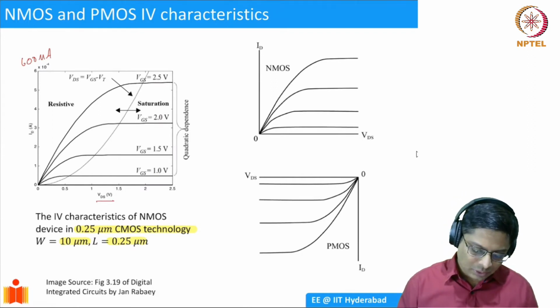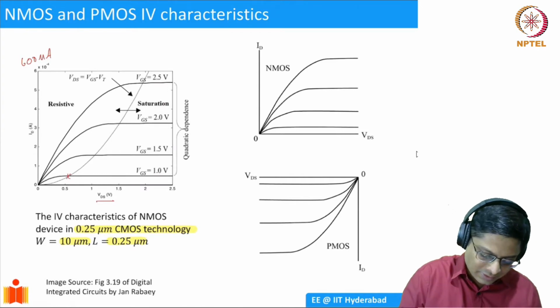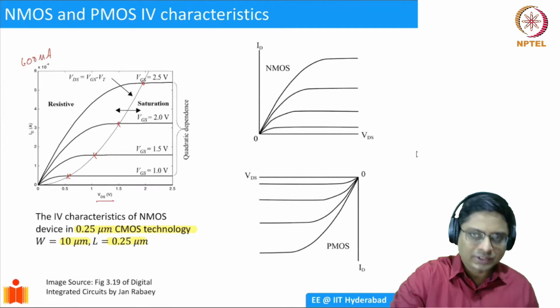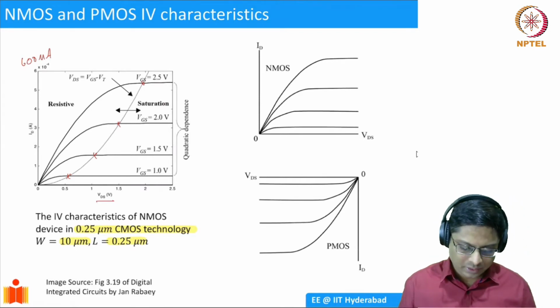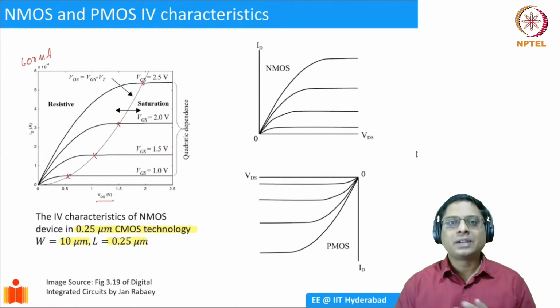Simultaneously, you also see that at a particular VD SAT for each gate voltage, you have a quadratic increase in the drain current. So this is for an NMOS device.